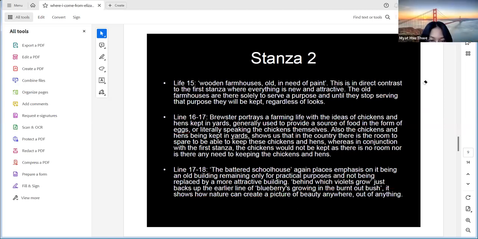Yes, line 17 to 18. How to pronounce it? The better. Better, yes. Line 17 to 18, the battered schoolhouse again, places emphasis on its being an old building remaining only for practical purposes and not being replaced by a more attractive building, behind which violets grow. Just backs up the earlier line of blueberries growing in the burned, is that about burnt-out bush? Yes, burnt-out bush. It shows how nature can create a picture of beauty out of anything.